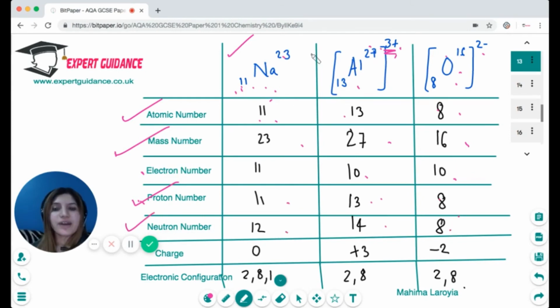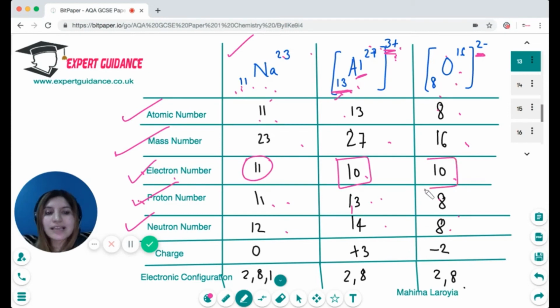Now the first case is an atom, so it will have an equal number of protons and electrons. So I'll fill 11 in this column. But in the second case, the proton number and electron number will not be the same because aluminium has lost 3 electrons. So if it would have been an atom, it should have 13 electrons, but now it has lost 3 electrons. So 13 - 3, it now has 10 electrons. In the oxygen case, it should have 8 electrons, but now it has a 2- charge. It means it has gained 2 extra electrons. So now it has 10 electrons.